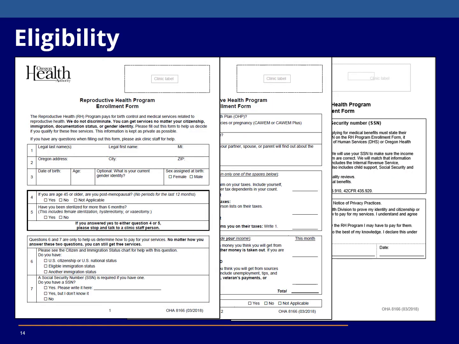Let's start by going over the eligibility section, which takes up the first 3 pages. The questions in this section do 2 things. They either determine a client's eligibility for RH program coverage and/or they determine what funding stream we should use for the client services.